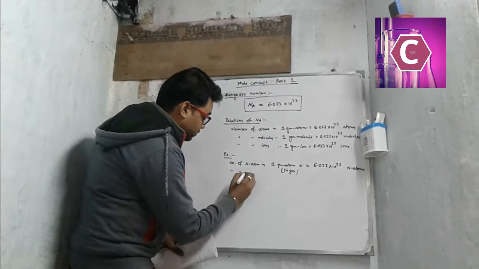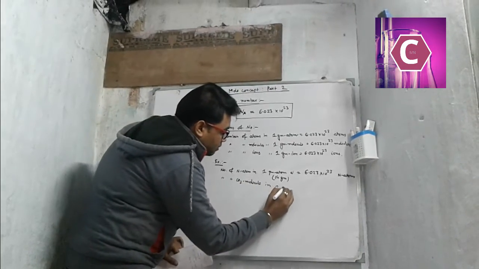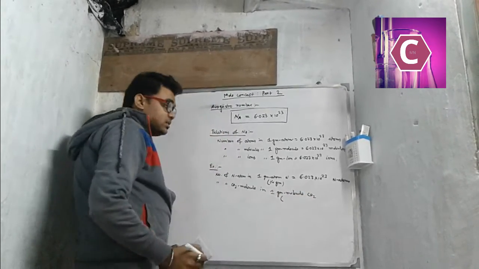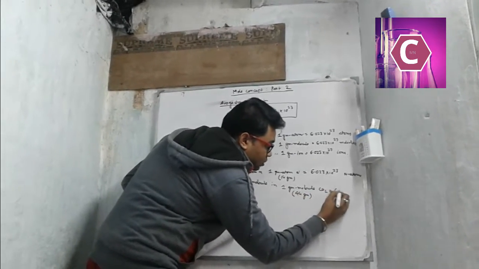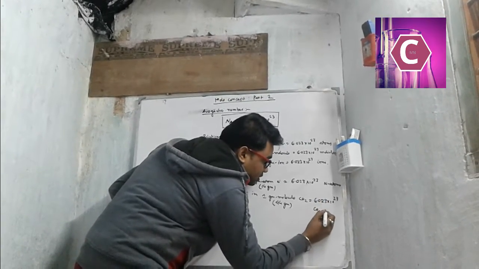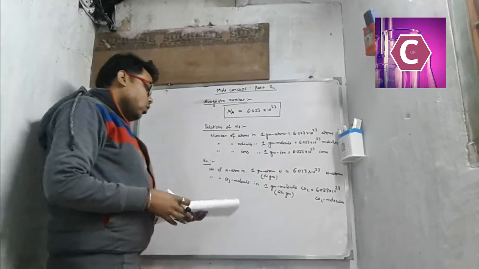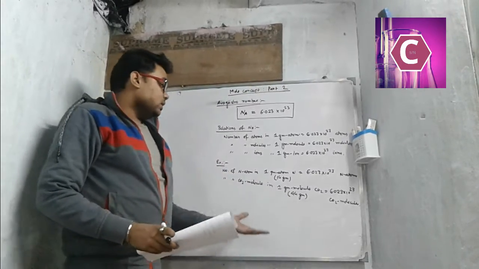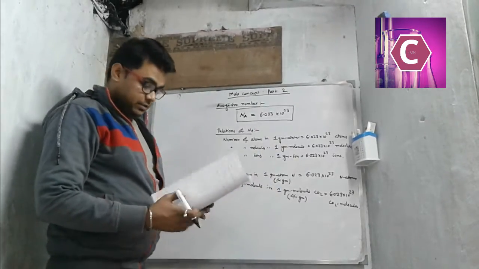Or we can say number of CO2 molecules in 1 gram molecule CO2. 1 gram molecule CO2 means its molecular weight, that means 44 gram. It also has 6.023 into 10 to the power 23 number of CO2 molecules. So whether it is atom or molecule, if it is 1 gram atom or 1 gram molecule, then the number of atoms or molecules are the same in that system.